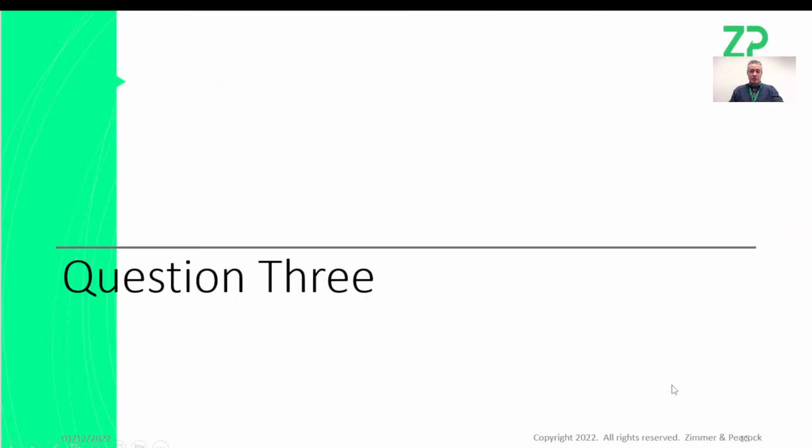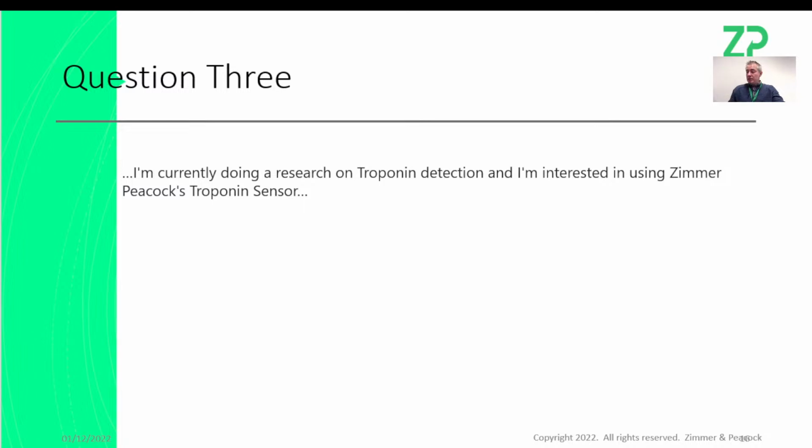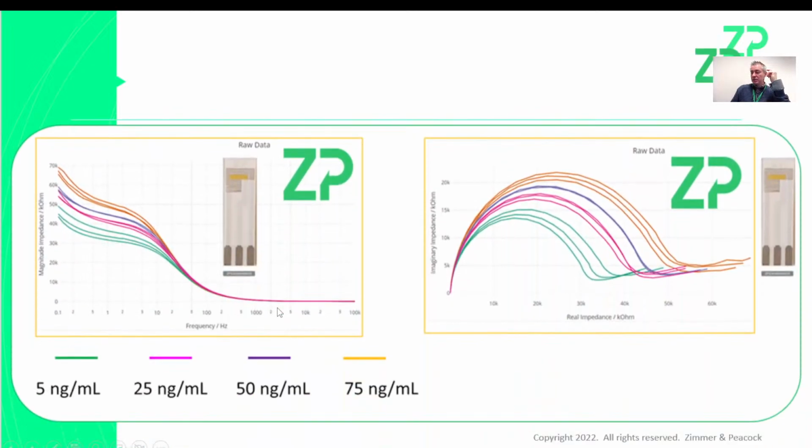Question number 3 was about somebody who wants to do some troponin research. Now, the troponin sensors we really only make them available to big clients or clients that are really well funded. They're not straightforward sensors, and they need a lot of support from us.